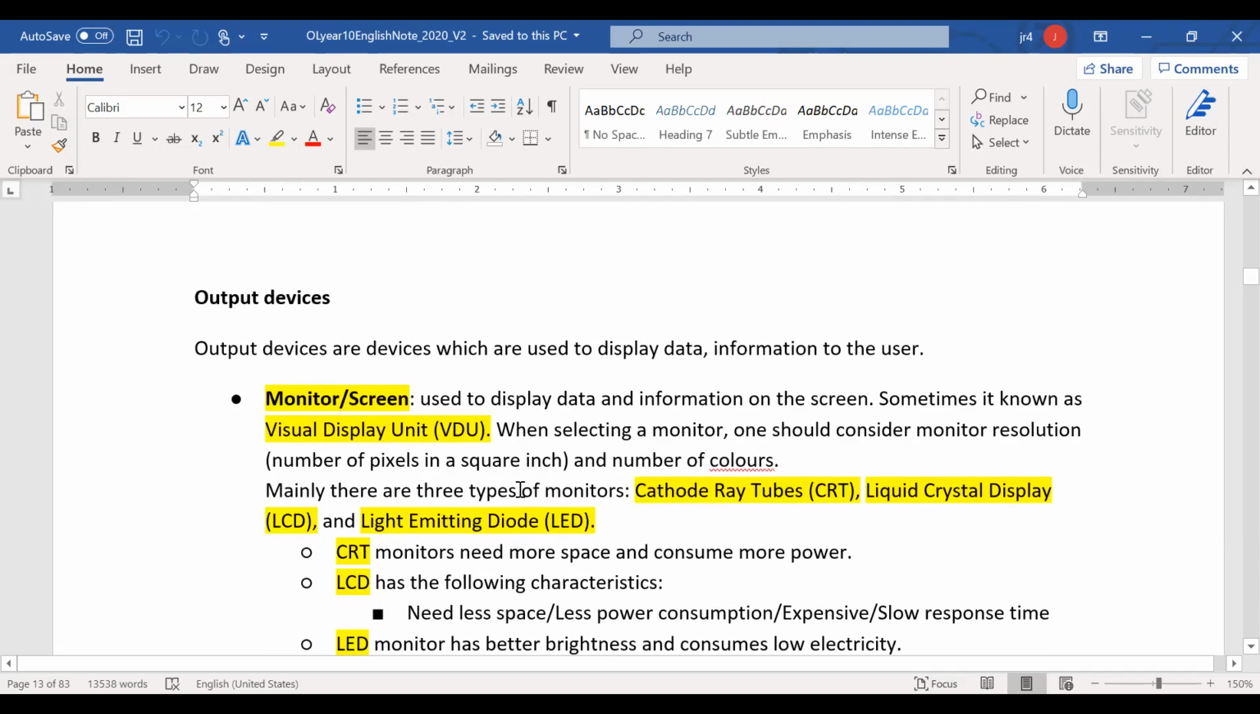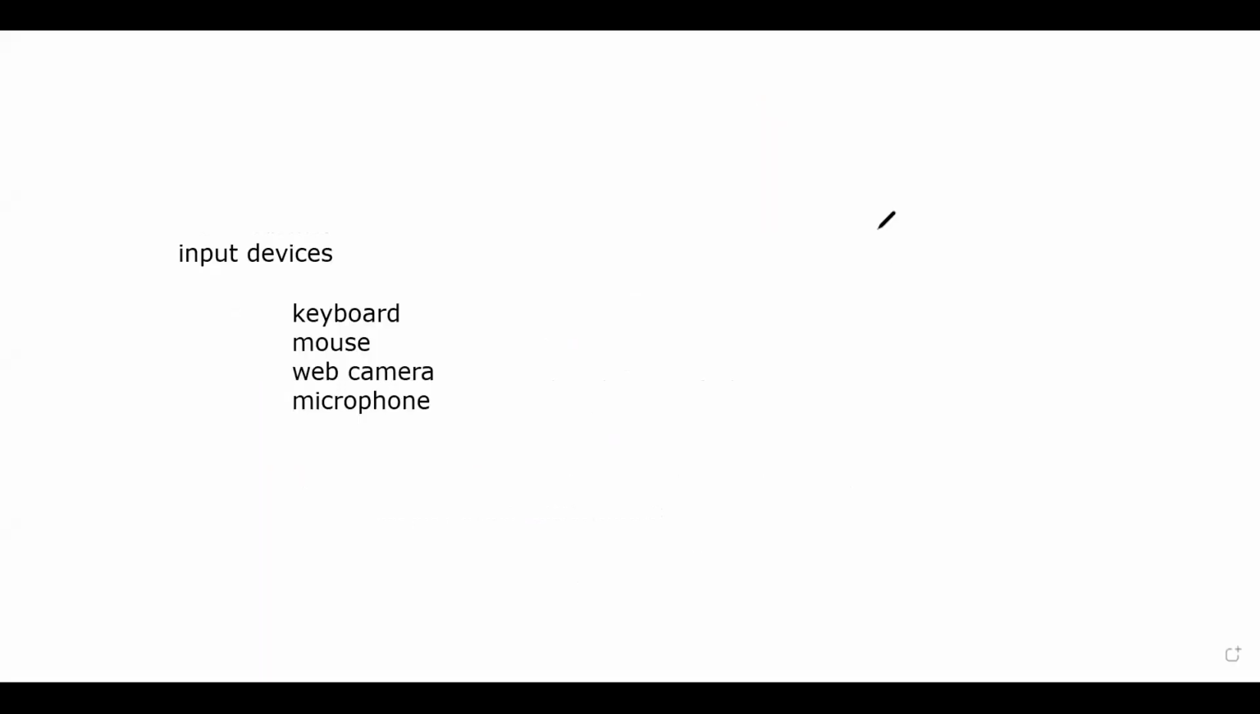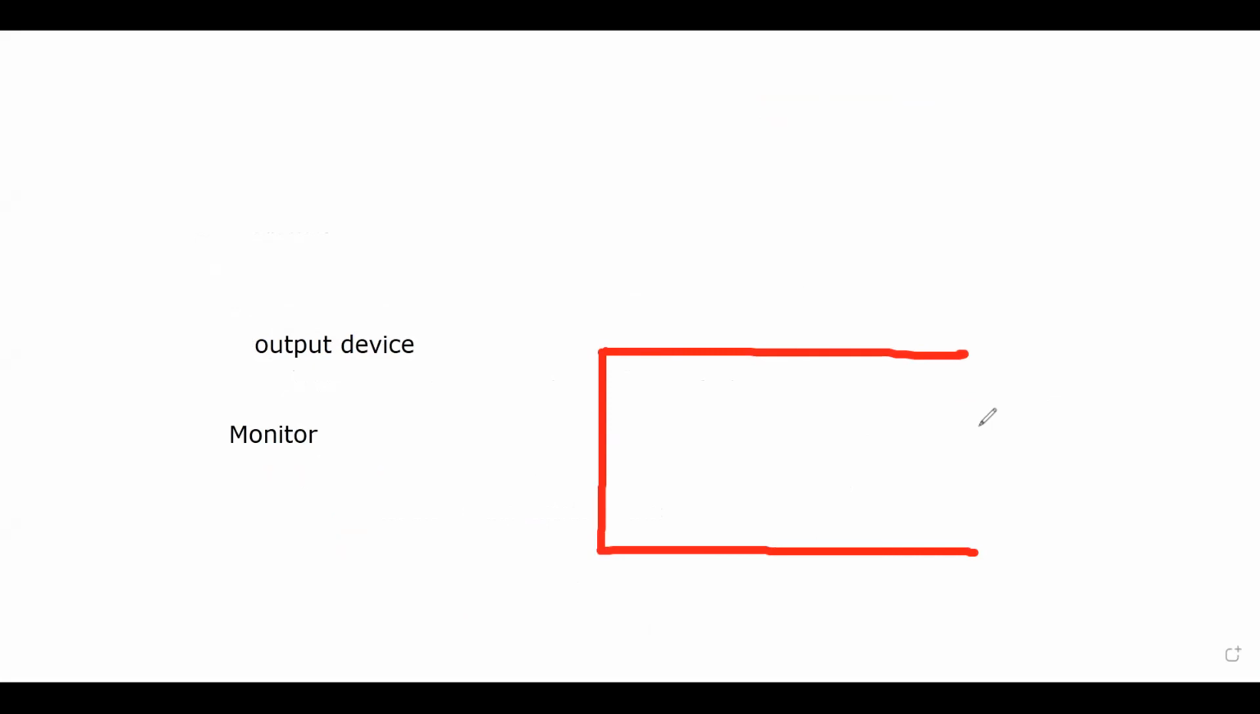Okay, next, let's move on to output devices. Now let's look at output devices. First thing we are going to discuss is the monitor. The most commonly used output device is a monitor. Now, if you take the monitor, the first thing we have to consider is the size of the monitor, right?